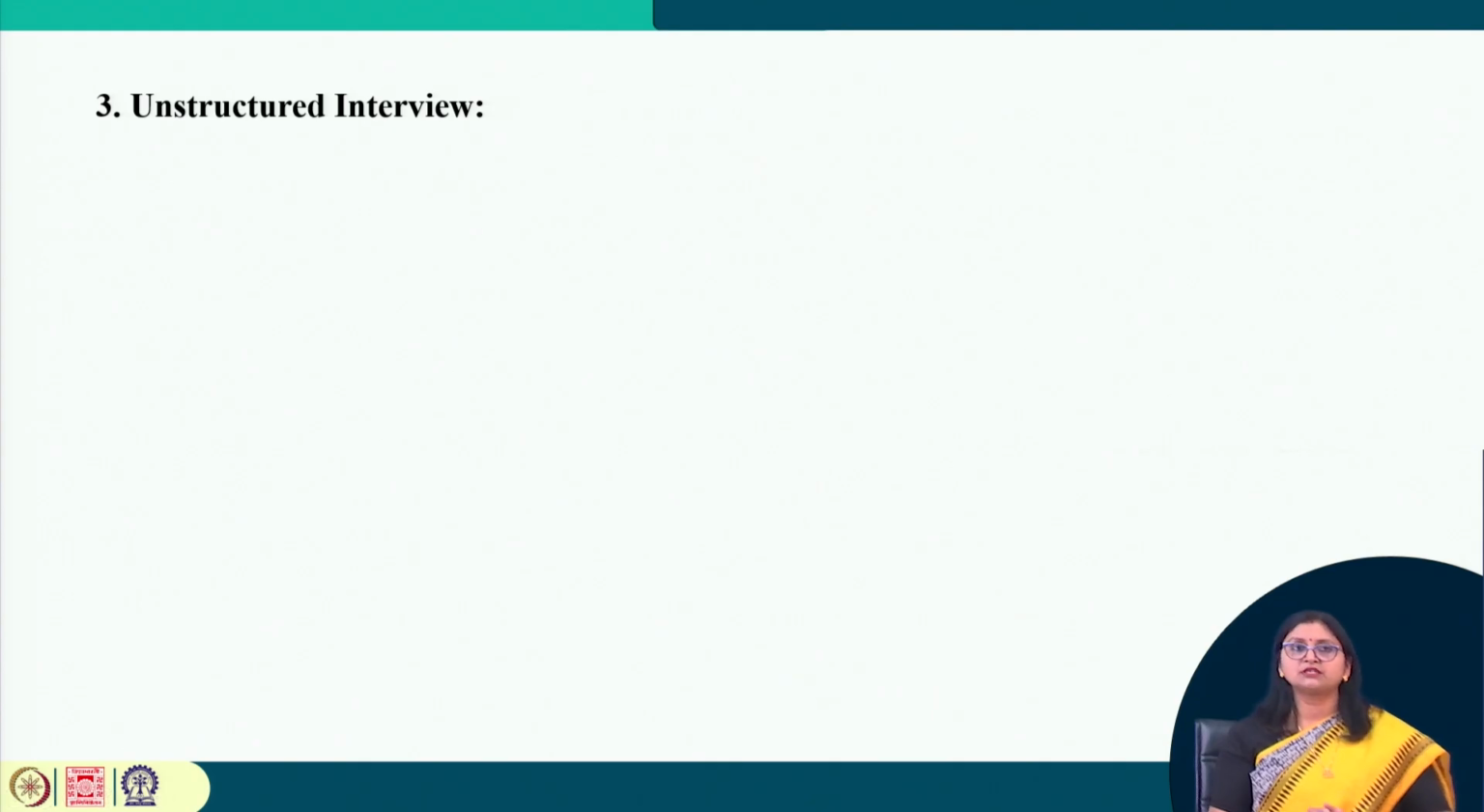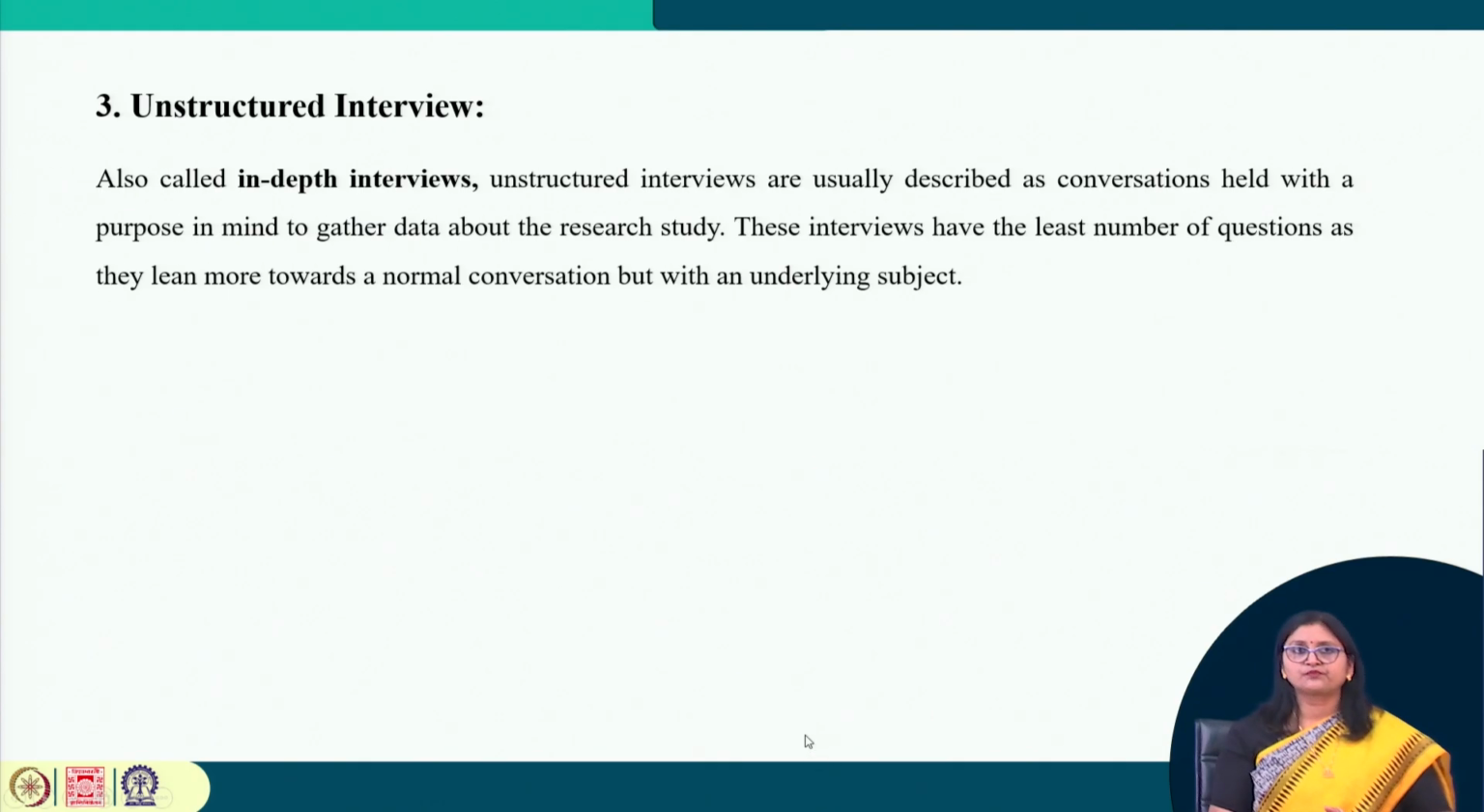The third type is the unstructured interview. Also, it is called an in-depth interview. Unstructured interviews are usually described as a conversation held with a purpose in mind to gather data about the research study. If in-depth data is required, then go for the unstructured interview.